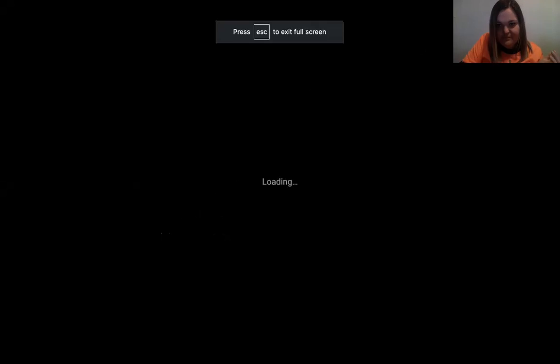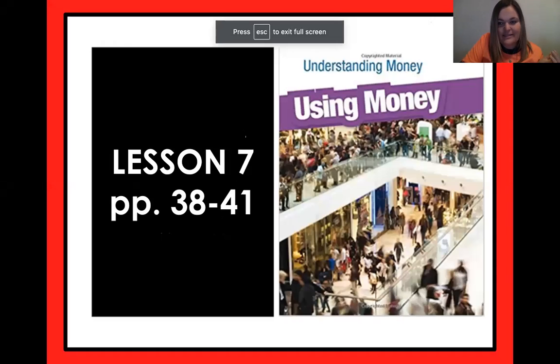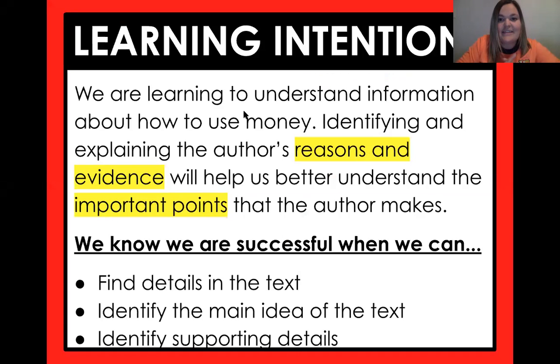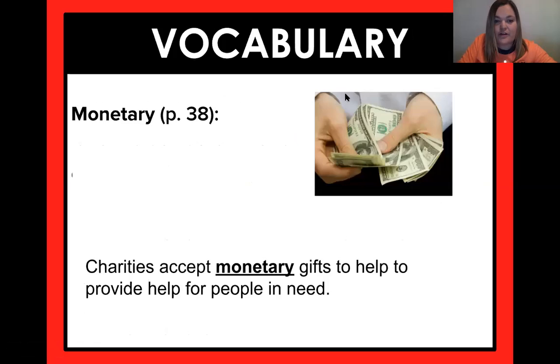We are reading lesson 7, Using Money. Our focus today is that we are learning to understand information about how to use money. Identifying and explaining the author's reasons and evidence will help us better understand the important points that the author makes. We know we are successful when we can find details in the text, identify the main idea of the text, and identify those supporting details. The same thing we have already been learning, fourth graders.